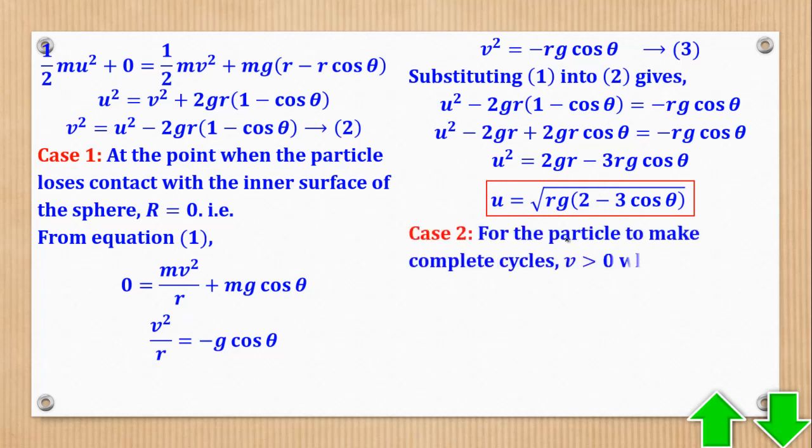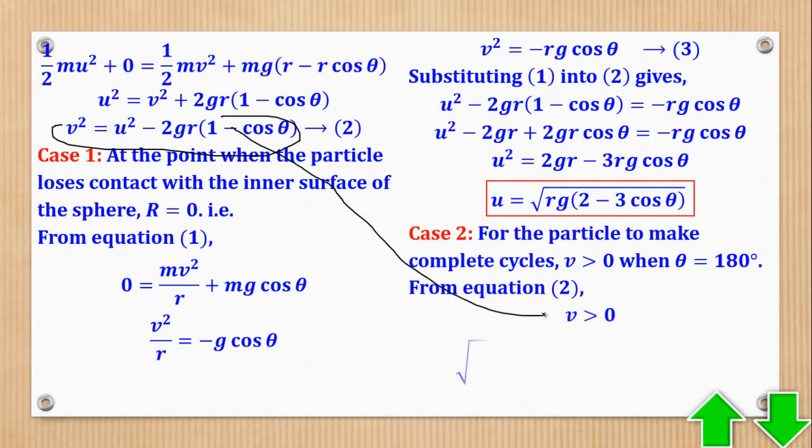Then the other case is when the particle makes a complete cycle. For it to make a complete cycle, it implies that v must be greater than 0 at the highest point, or at the point when theta is 180. Meaning that from here, v is a square root. So put a square root and make it greater than 0.